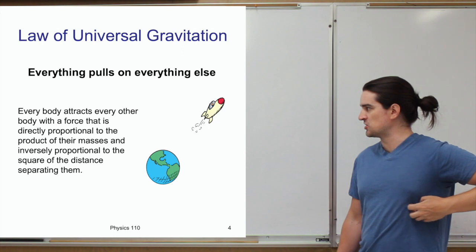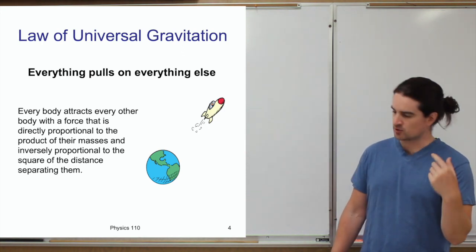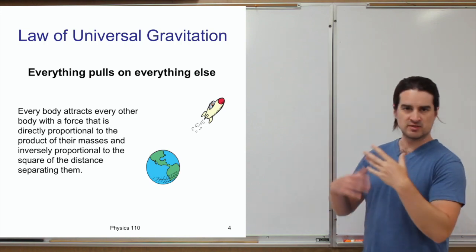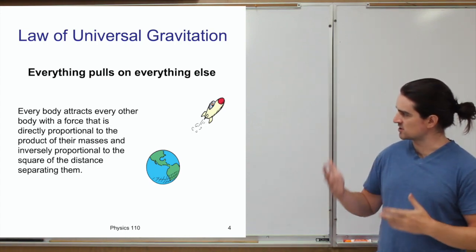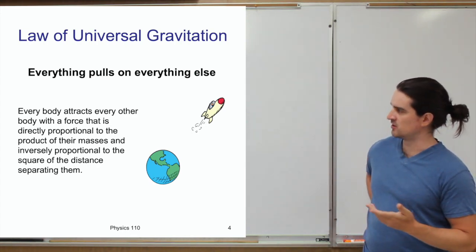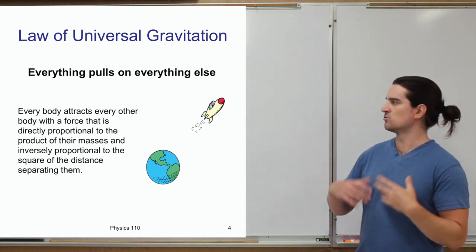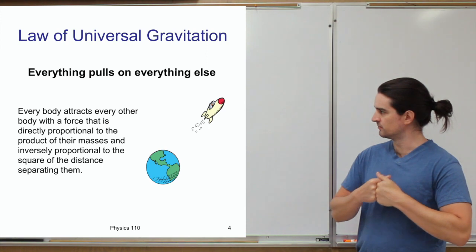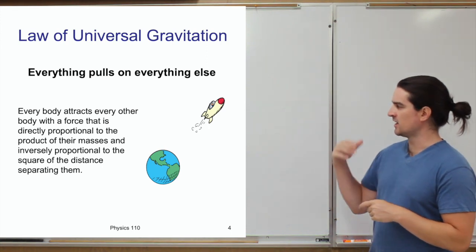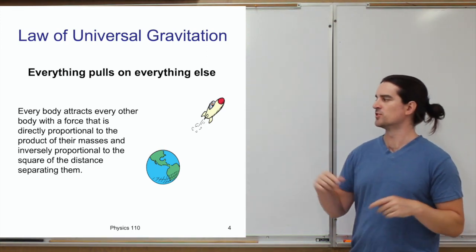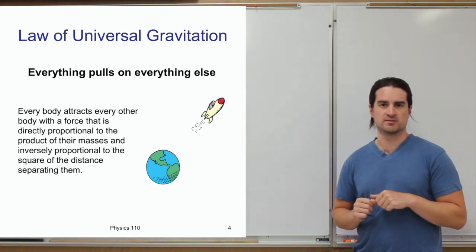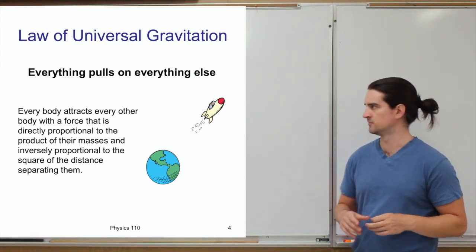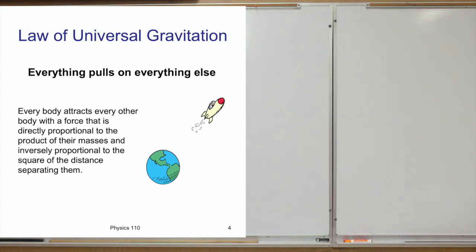So Newton, at least qualitatively, said that every body, meaning massive body, attracts every other body with a force that is directly proportional to the product of their masses, so the two masses multiplied together, and inversely proportional to the square of the distance separating them. So, two factors of the distance separating them. Let's look at that a little more closely then.